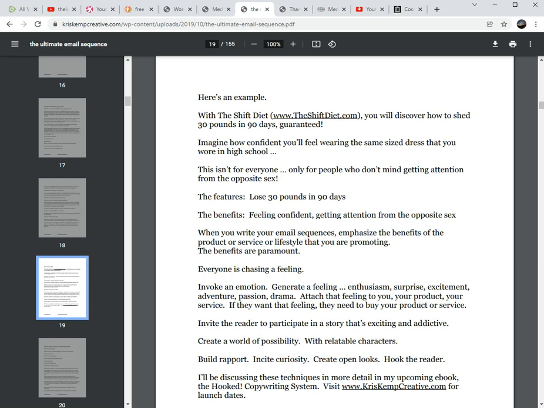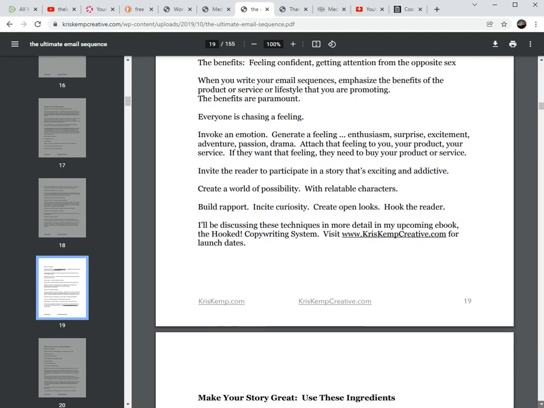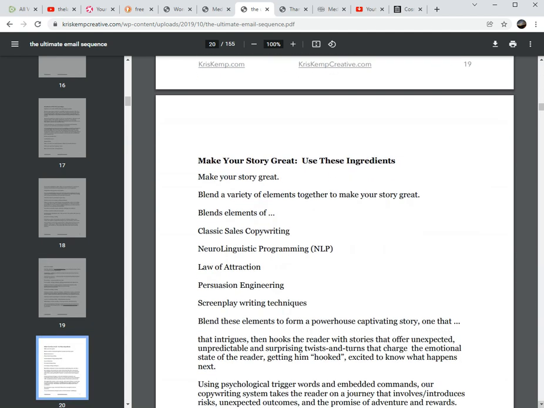Incite curiosity. Create open loops, hook the reader. So what is an open loop? An open loop is essentially unfinished business. You tell a story, you leave it on a cliffhanger, the reader, the audience, the watcher, the listener is invested to find out what happens next, and then you create a pause.